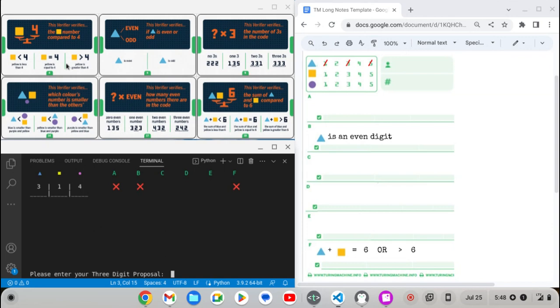Okay, so yes, it did fail. So then that means that square has to be either equal to 4 or greater than 4, meaning it's 5. So let's go ahead and put that in the notes in section A. That square is either equal to 4 or greater than 4, which means that it must be 5.